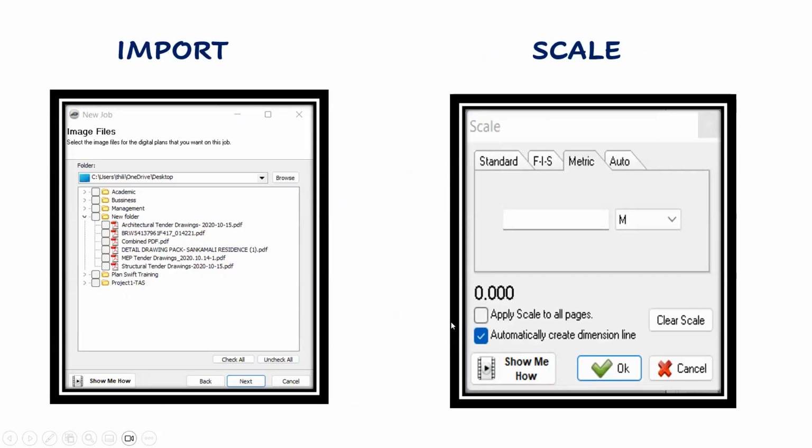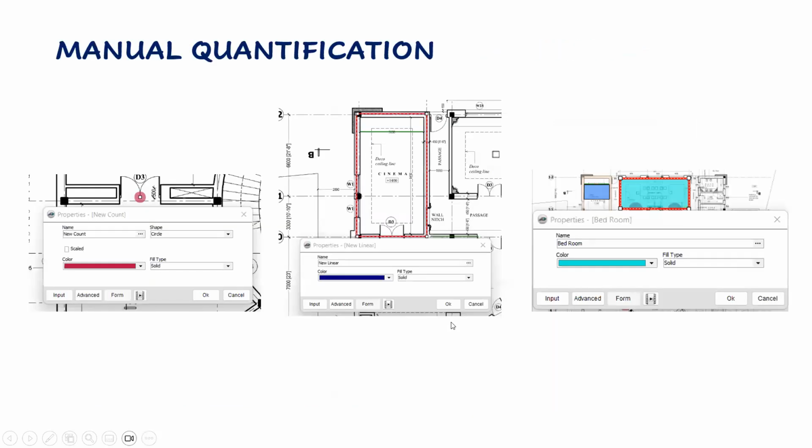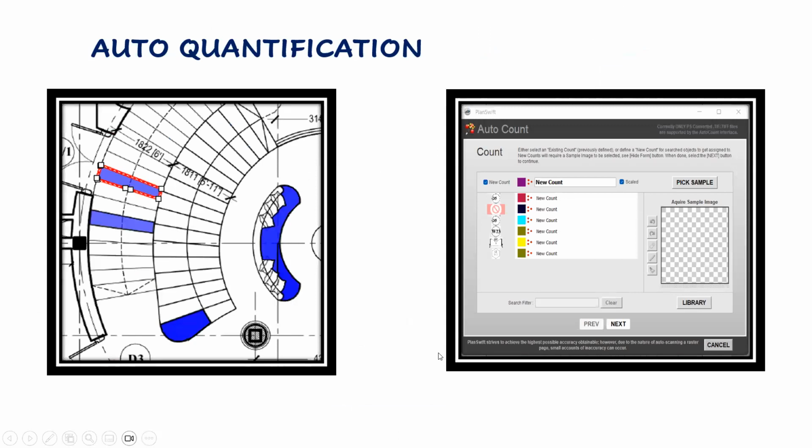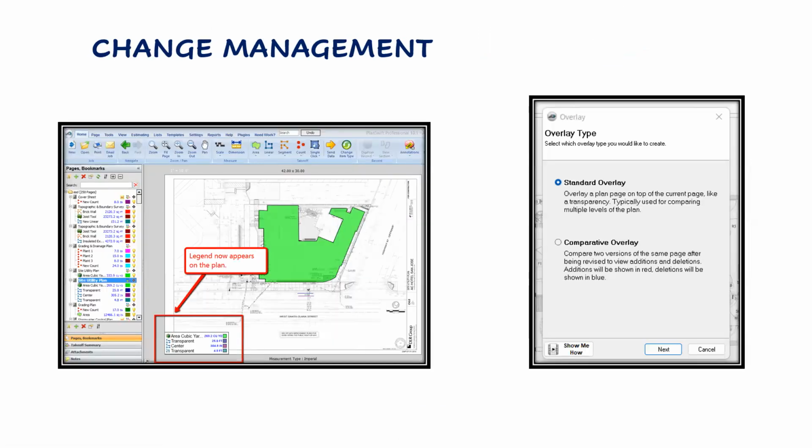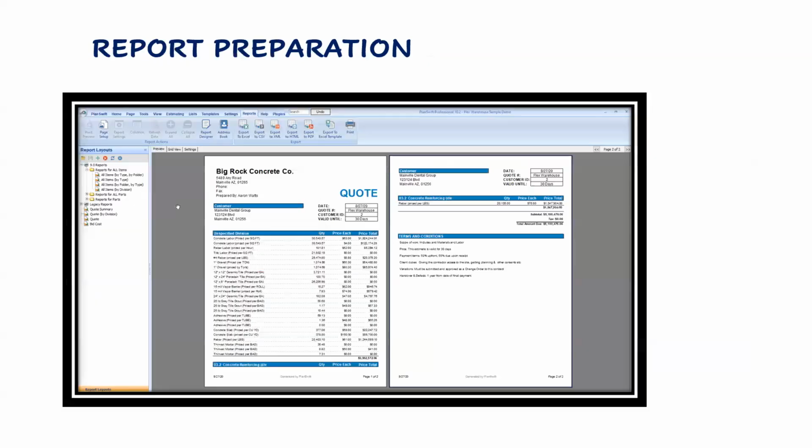Then how to import a drawing, how to scale a drawing. These things are very simple. Then count function, length function, and area function. Then after that auto quantification, then auto identification function, then change management. Okay, how to compare a couple of drawings and identify the additions and omissions. Those things are very important for post-contract management. Finally, I will explain you about report preparation.